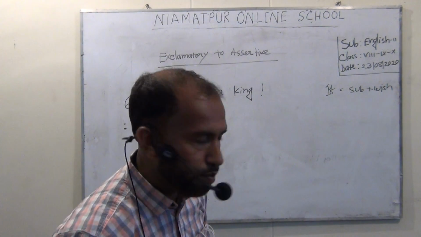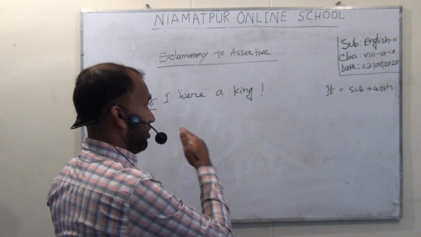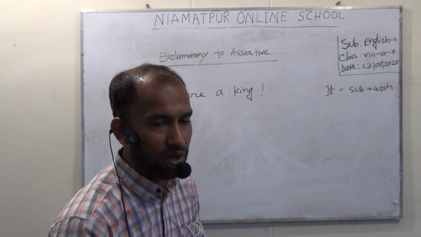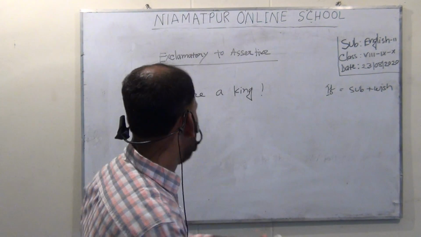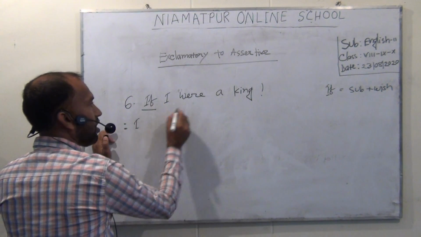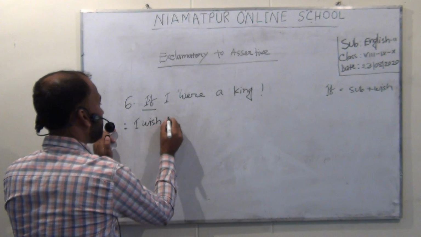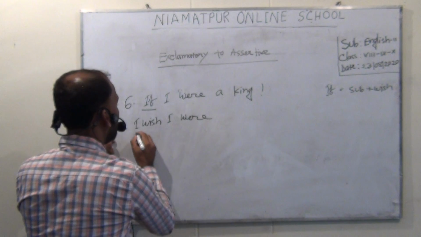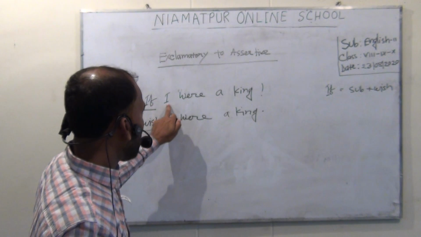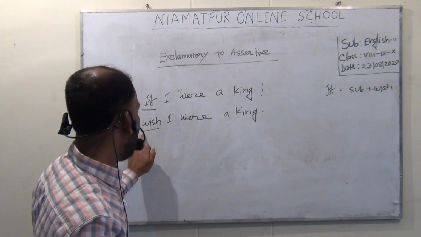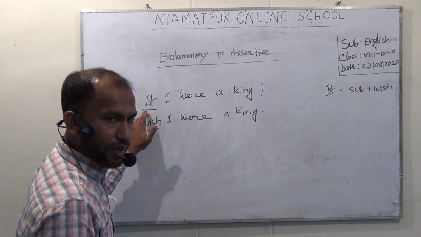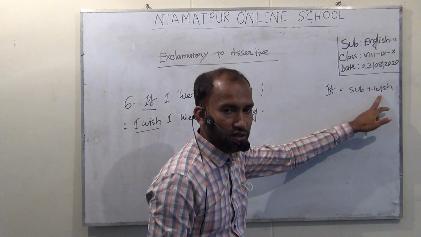Any type of subject may be used. I were, this time will be I wish. He were, this time will be he wish. So now I can use subject plus wish, that means I wish I were a king. This was the exclamatory sentence, and the latter sentence is called an assertive sentence. When you see if, you can write down subject plus wish.